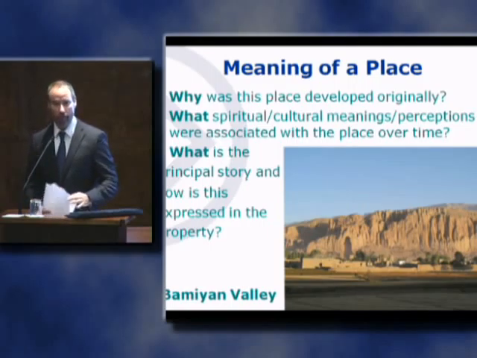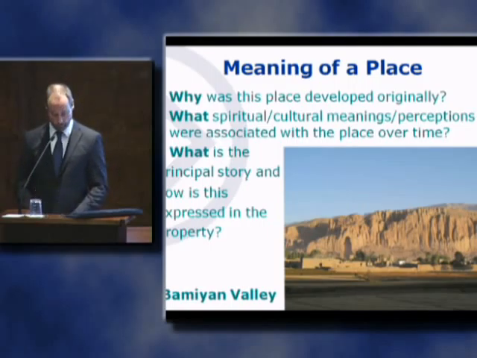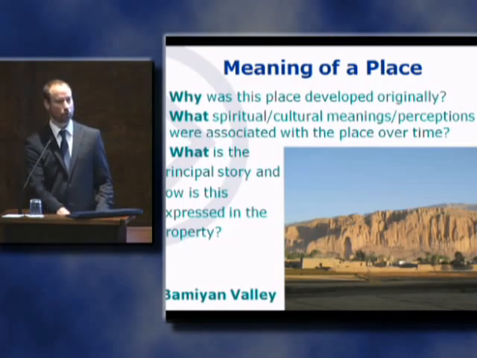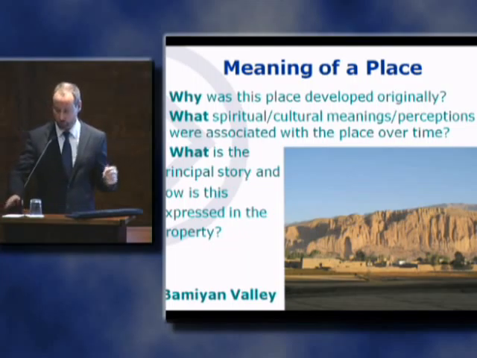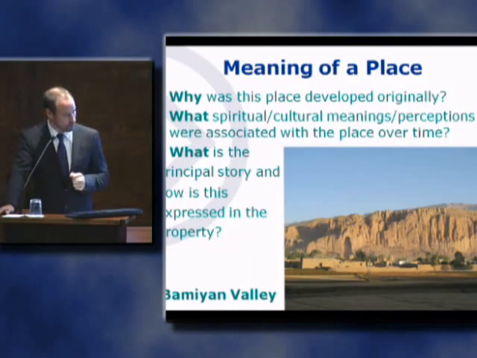Now, in order to explain a little bit what I've been saying, please allow me to take you out of the context of 20th century architectural heritage, and let me take you to the northern part of Afghanistan, to the Bamiyan Valley. The meaning of a place. Some questions need to be asked in order to answer this particular issue. Why was this place developed originally? What spiritual and cultural meanings or perceptions were associated with the place over time? What is the principal story, and how is this expressed in the property?